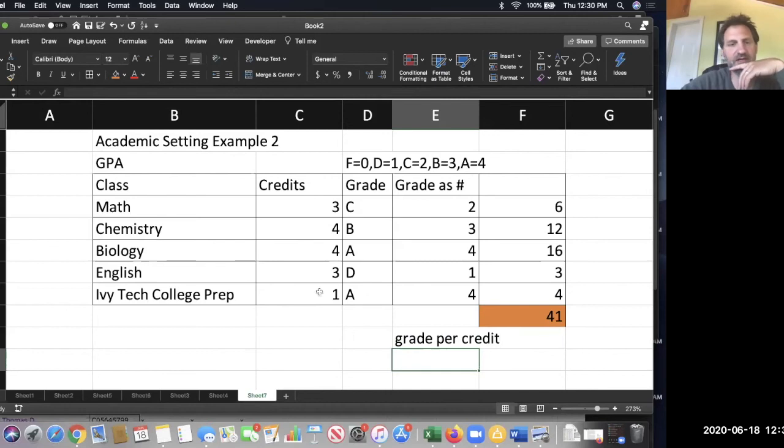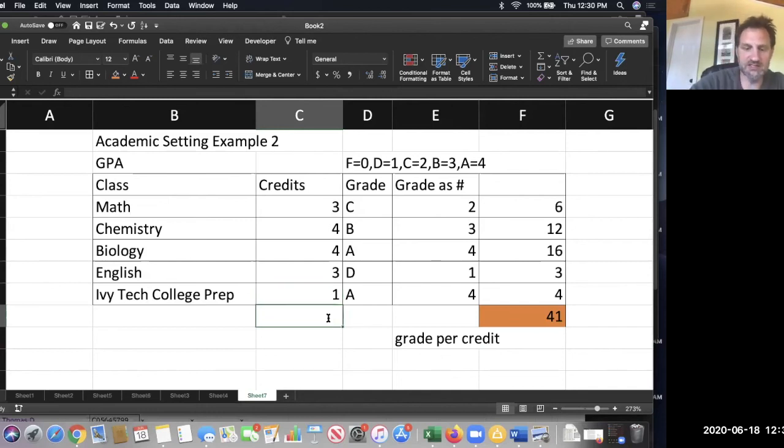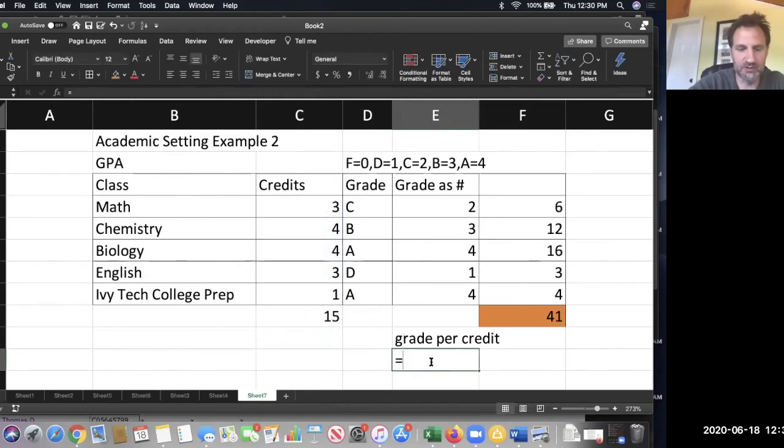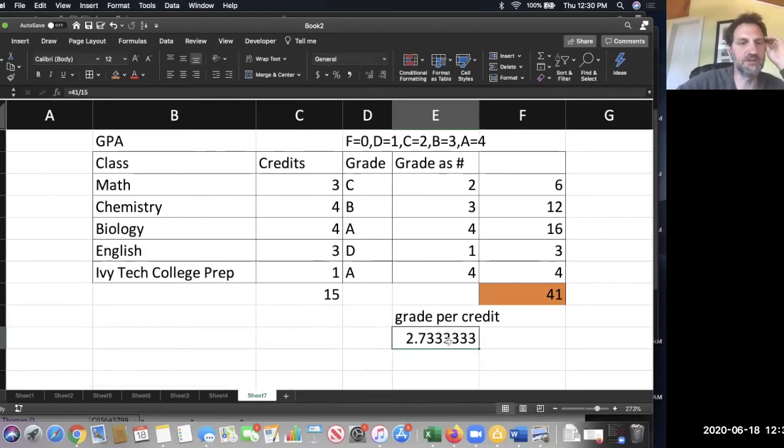Because basically, this 1 credit class does not count as heavily as a 3 credit class. And a 3 credit class doesn't count as heavily as a 4 credit class. So that's the reason that credits get involved. So if it's grades per credit, then I need to take the sum of the credits, and that's going to be the thing I'm dividing by. So this would be equal to 41 divided by 15. So it's a 2.7 GPA, right?